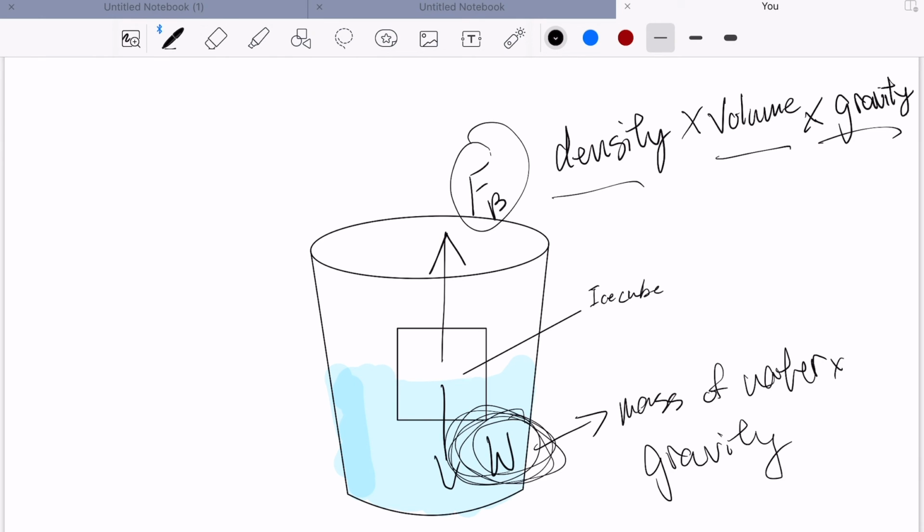And yeah, so basically, ice floats on water because there's a buoyancy force pushing it upwards.